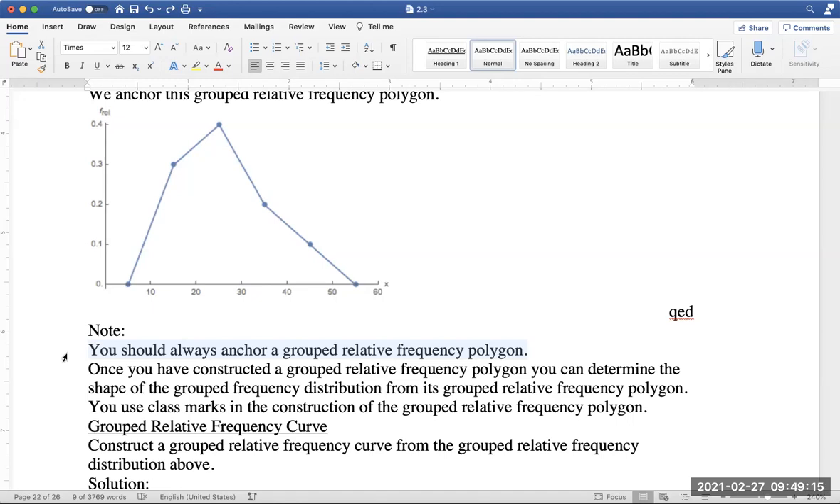You should always anchor grouped relative frequency polygons. Once you have constructed a grouped relative frequency polygon, you can determine the shape from this grouped relative frequency polygon. You should use your class marks in the construction of this grouped relative frequency polygon.